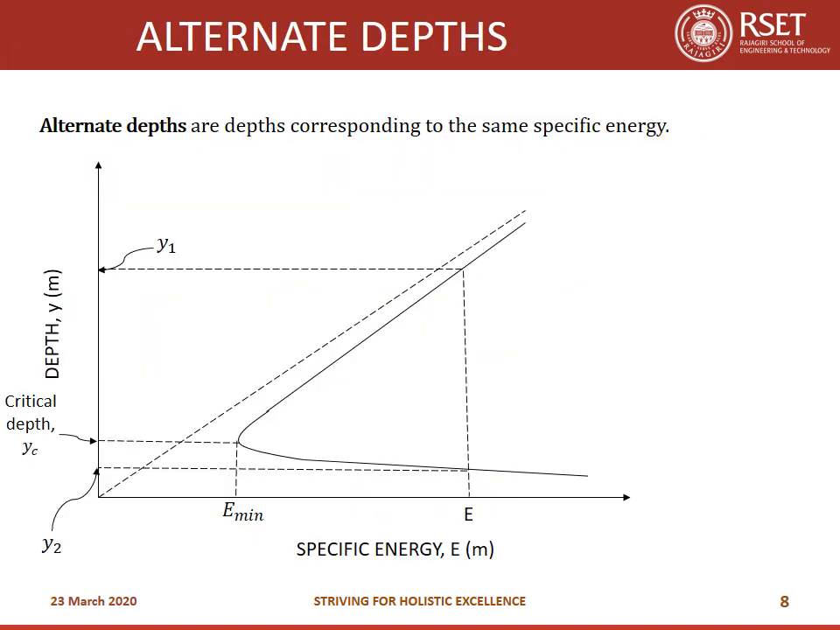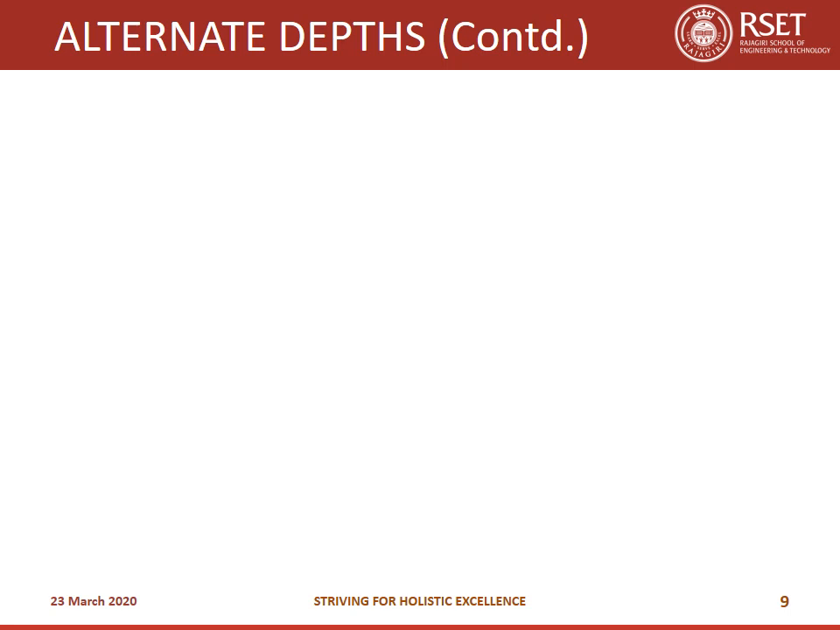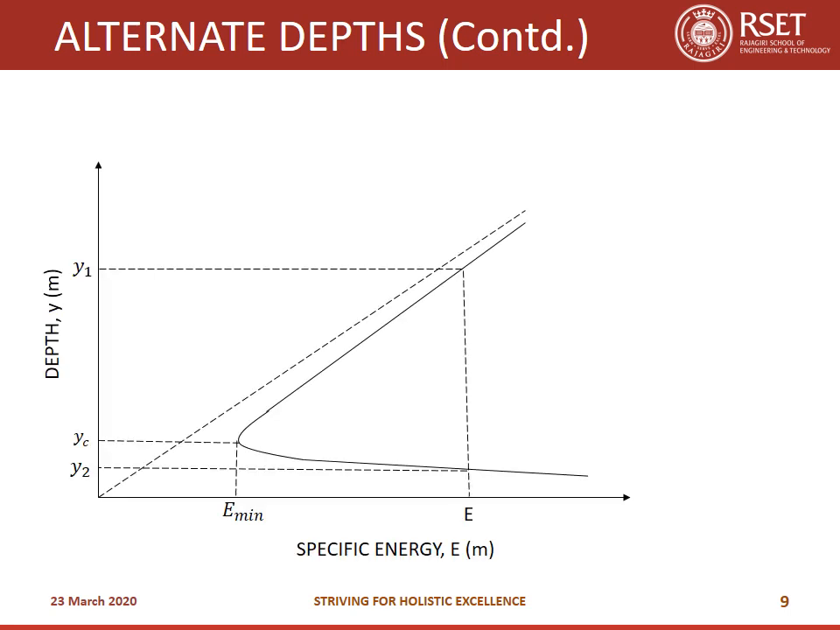Now let's look at the concept of alternate depths. Alternate depths are depths corresponding to the same specific energy. So if I take the value of specific energy E, it corresponds to two different flow depths, y1 as well as y2. So here y1 and y2 are known as alternate depths. That is, they correspond to the same specific energy. Now let's look into detail about these alternate depths.